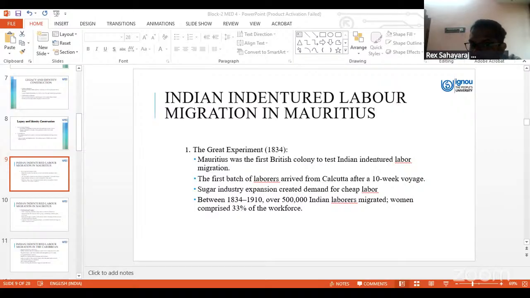The first batch of Indian laborers arrived after a travel of 10 weeks, meaning 2.5 months, from the port of Calcutta in the year 1834. Before the arrival of the Indian indentured laborers, Mauritius had experimented with Indian convicts. The sugar industry began in the 1790s and expanded after the British conquest.